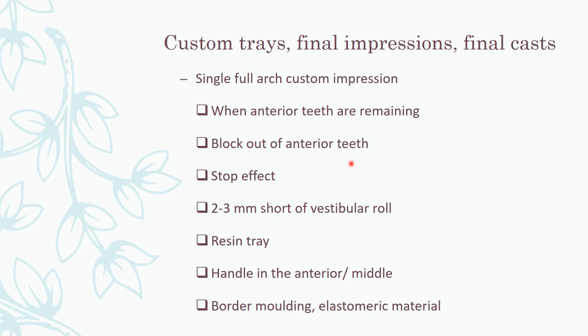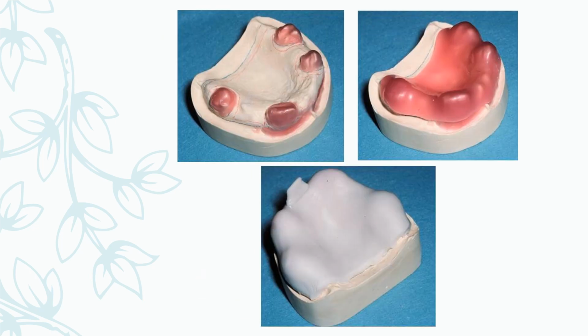Then you can have the stop effect. You can have stops also placed there. It can be 2 to 3 mm short of the vestibular depth, you can say. And of course, created by a resin tray. It has to have a handle, it has to be bottom molded, and an elastomeric impression has to be taken after that. Okay, so you can see these.